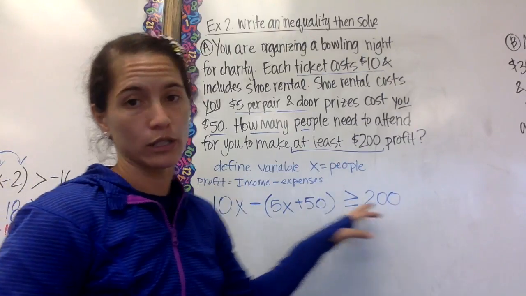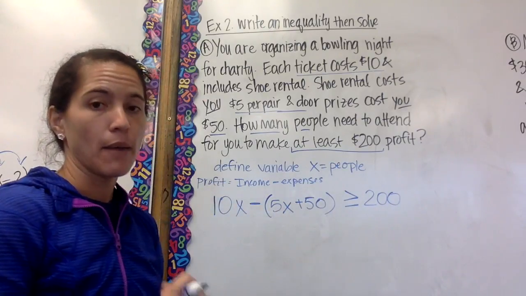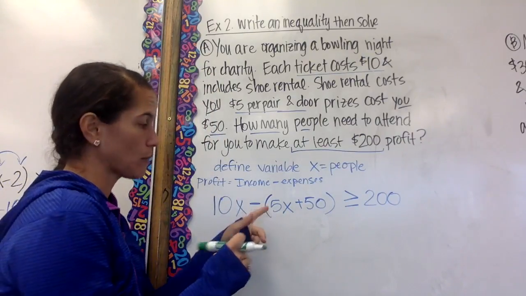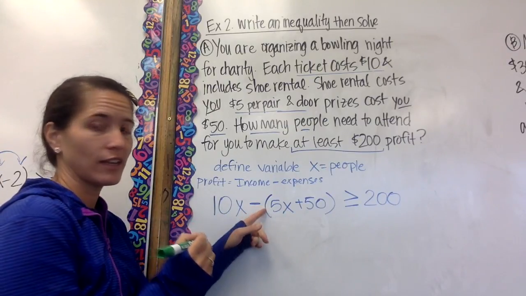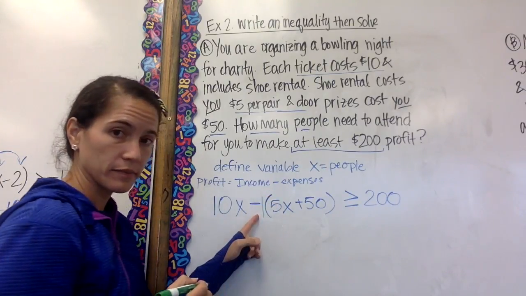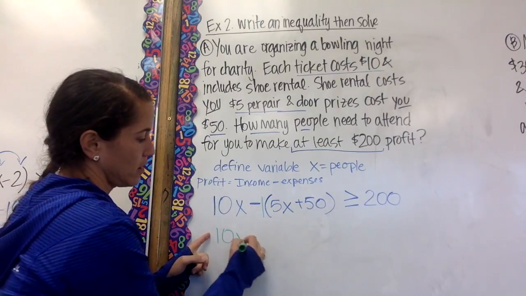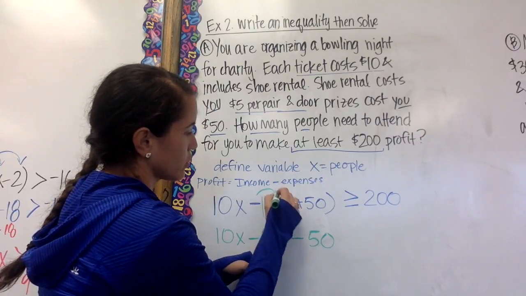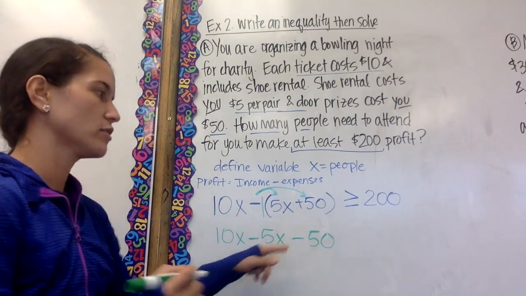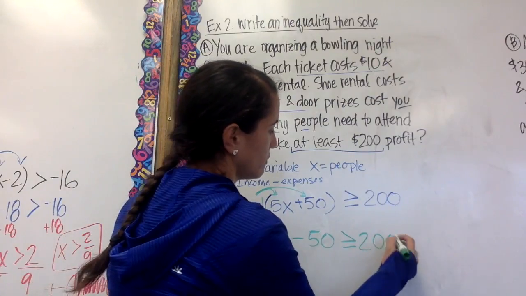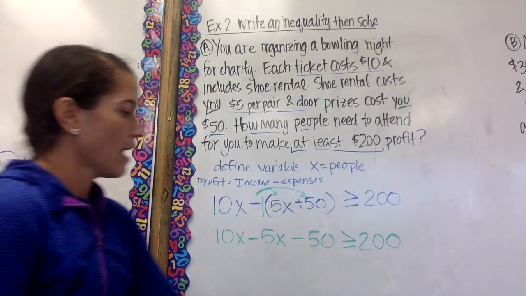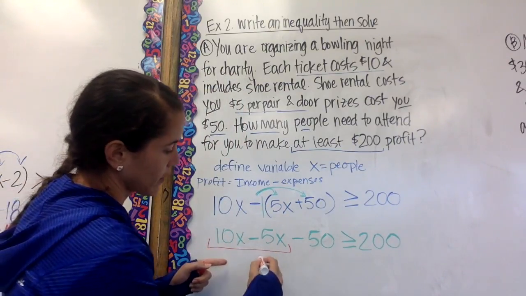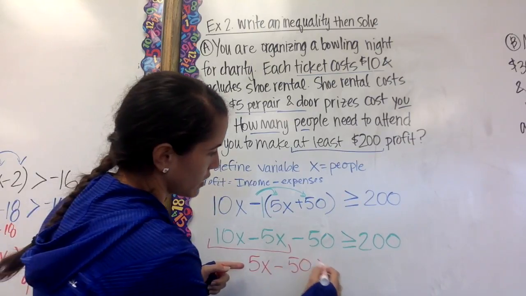So here is your inequality. Leaving it like this is fine. But then we need to solve it. You remember when I taught you what to do when you have a negative or a minus right in front of it, you can slip in a 1. So we need to distribute: 10x minus 5x minus 50, because when you distribute that -1, it's going to make those negative. It's greater than or equal to 200. And I can combine. So 10x minus 5x is 5x, minus 50 is greater than or equal to 200.